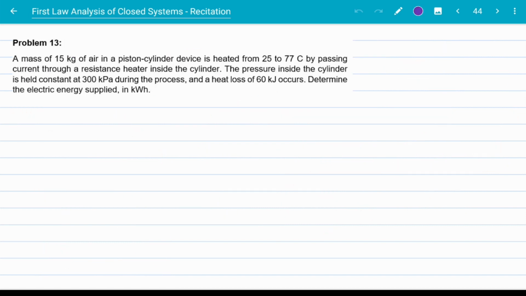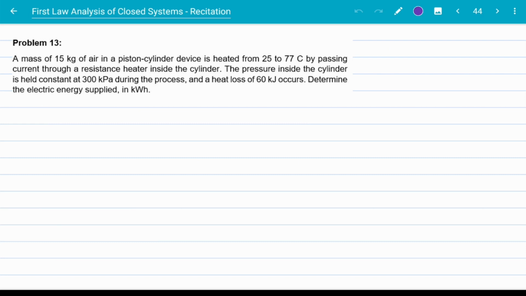Problem 13. Now we have 15 kilograms of air in a piston cylinder device, and we are heating it from 25 to 77 degrees by passing electric current through a heater. The pressure inside the cylinder remains constant at 300 kilopascals during the process, and 60 kilojoules of heat is lost. Determine the electric energy supplied in kilowatt hours.